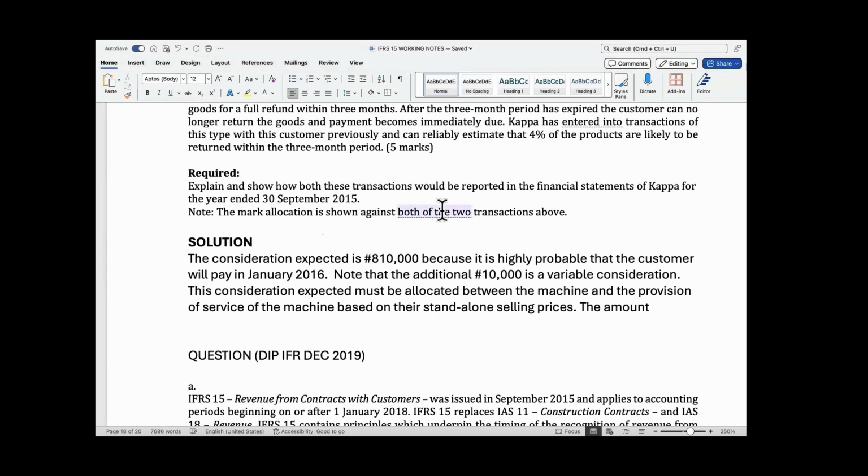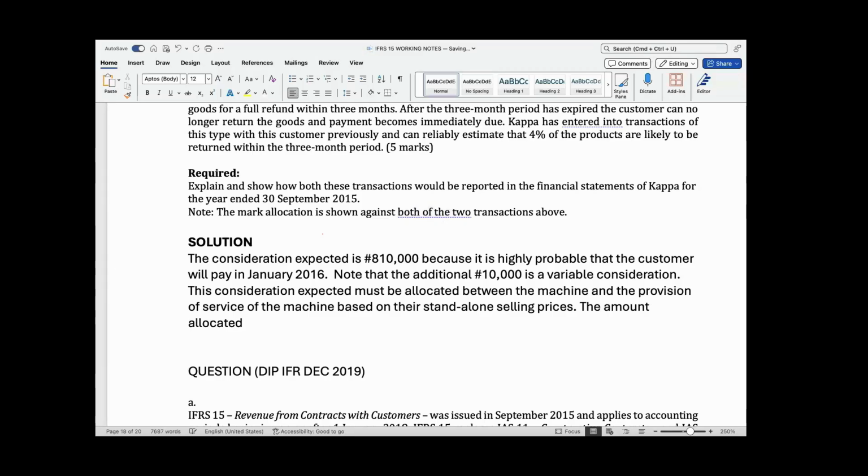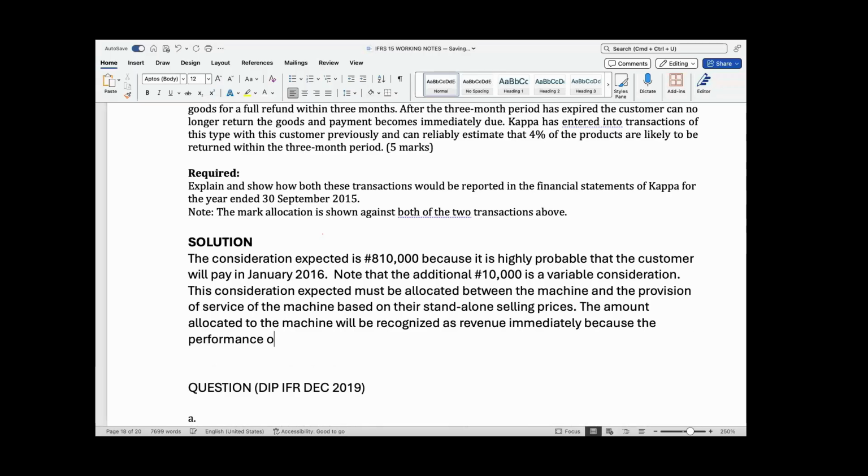I'm almost finished. The amounts allocated to the machine will be recognized as revenue immediately because the performance obligation is satisfied at a point in time.